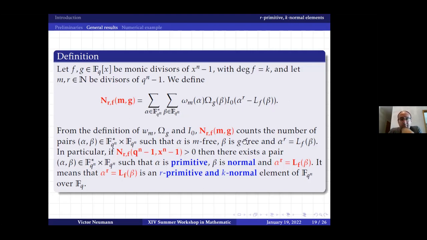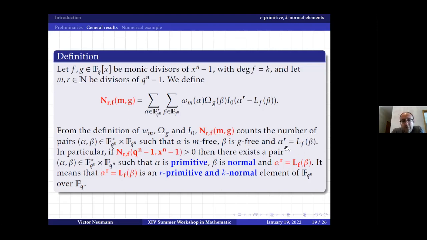Well, now if you take M equal to x^n minus 1 and G equal to x^n minus 1, q^n minus 1 free means primitive. x^n minus 1 free means normal. So this number here counts the number of the pairs alpha, beta such that alpha is primitive, beta is normal, and alpha to the R is equal to L_F of beta.